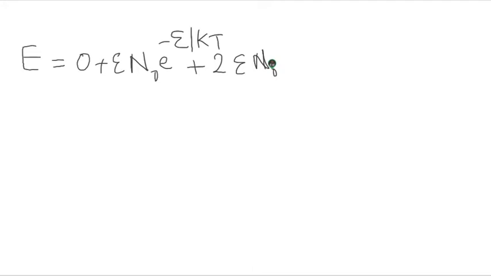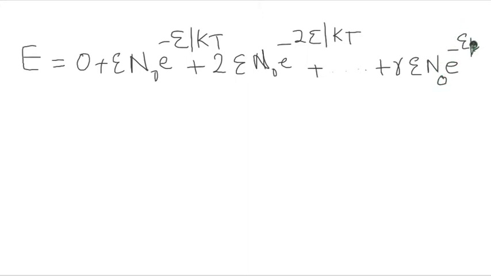അവിടെ നമ്മൾ N1നും N2നും ആണ് എന്ത് ചെയ്യാൻ പോകുന്നത്? സബ്സ്റ്റിറ്റ്യൂട്ട് ചെയ്യാൻ പോകുന്നത്. So first is 0 plus epsilon into N0 e raised to minus epsilon by kT plus രണ്ടാമത്തത് 2 epsilon N0 e raised to minus 2 epsilon by kT and so on till R epsilon N0 e raised to minus R epsilon by kT.